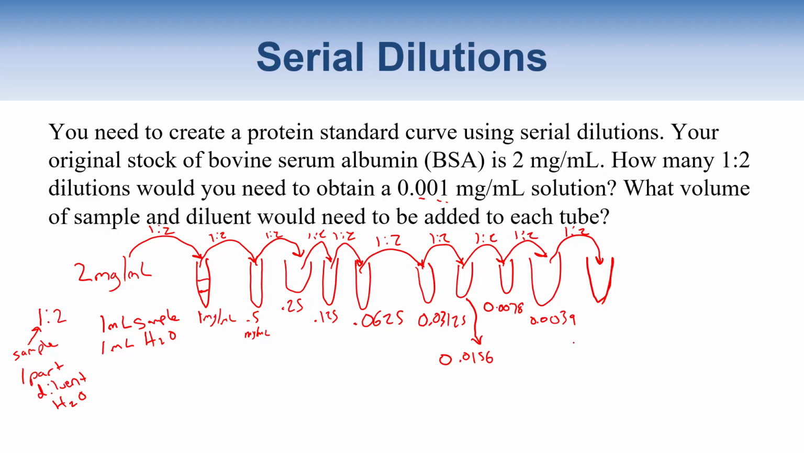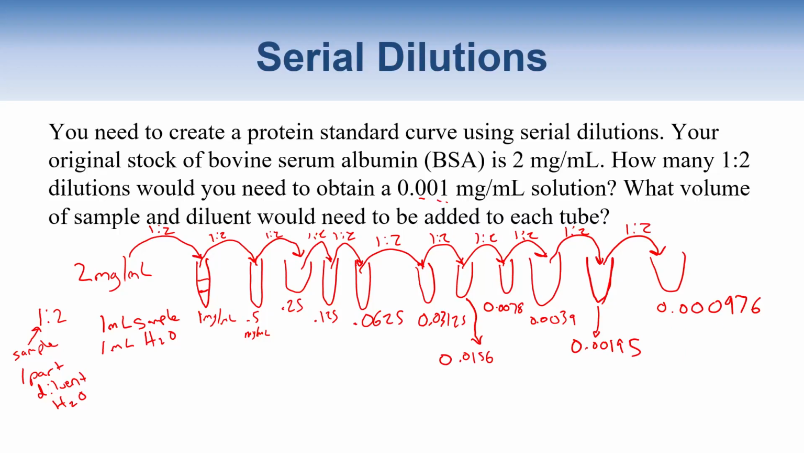And now we're at 0.00195. And we typically want to take it a step further to get it beyond what we were originally looking for. So we do one last one, and we end up with a final of 0.000976, which can then be rounded to 0.001.